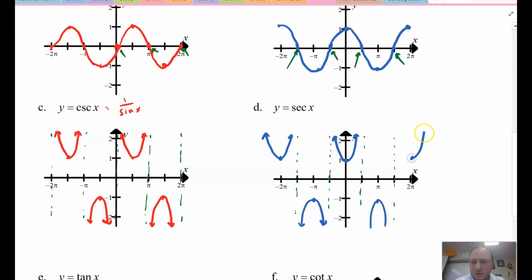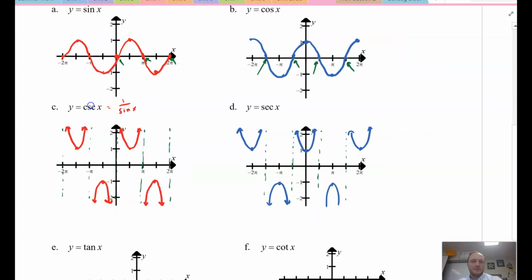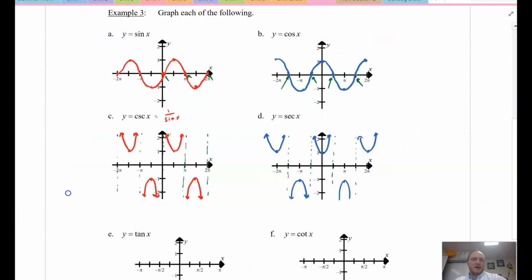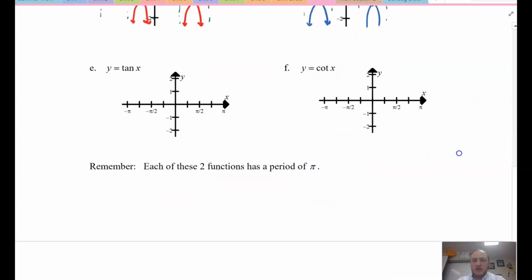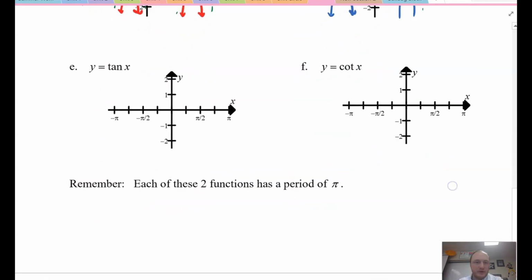And last but not least. Okay. So there's our functions with a period of 2 pi. Now, tangent and cotangent have a period of pi.